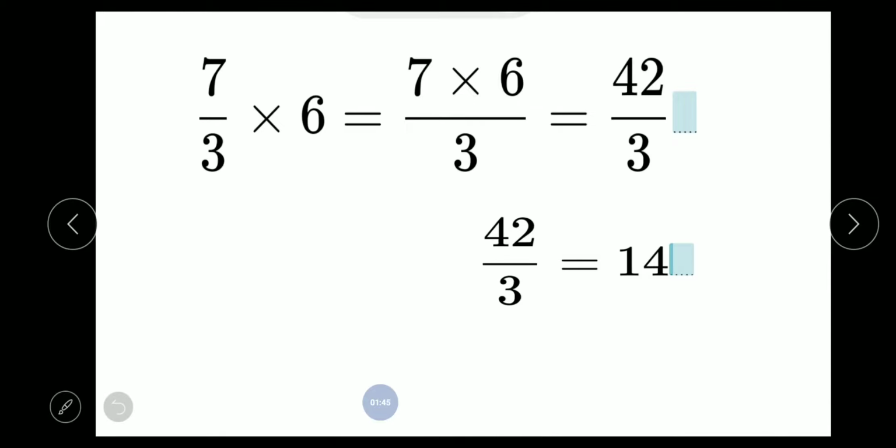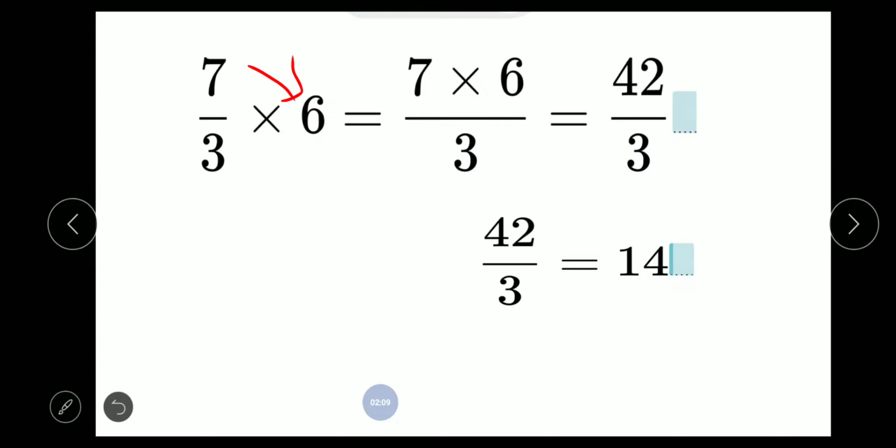Next, we can multiply an improper fraction by a number. 7 by 3 is an improper fraction, multiplied by a number. We follow the same procedure. 7 into 6 equal to 42. Then the denominator is the same, 3. We got an improper fraction.